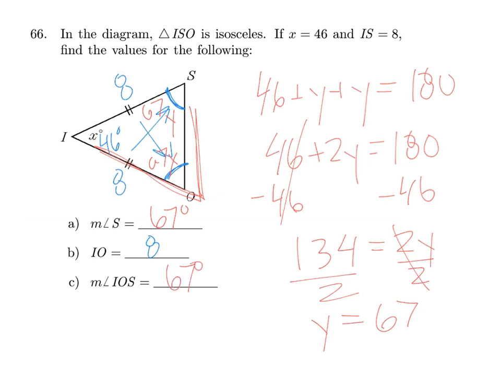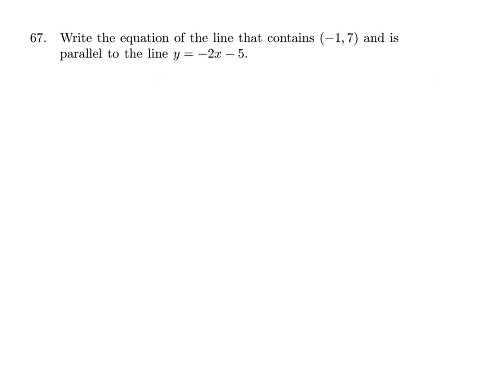That's all there is to it. Next problem. Write the equation of the line that contains negative 1, 7 and is parallel to the line y equals negative 2x minus 5. Parallel is the key word. It passes through this point. Equation of a line, y equals mx plus b. The lines are parallel, so I know they have the same slope. The slope of this line is negative 2.